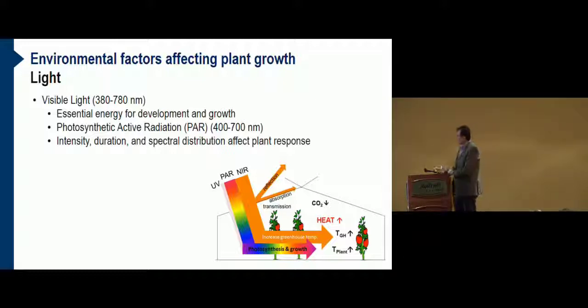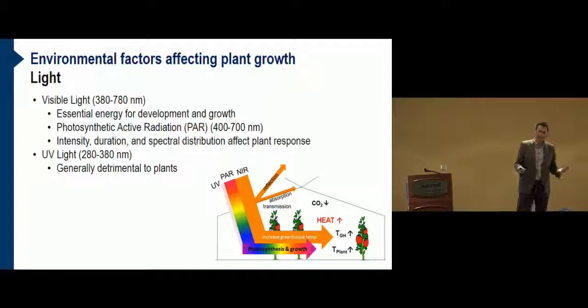So just talking about these individually, we can talk about visible light. That is the wavelength that we can see as humans, actually a range between 380 and 780 nanometers, and this wavelength is essential for the development and plant growth. But plants are mostly affected by the photosynthetically active radiation, between 400 and 700 nanometers. The intensity of the light, the duration of the light, and the spectral distribution of the light affect plant responses.